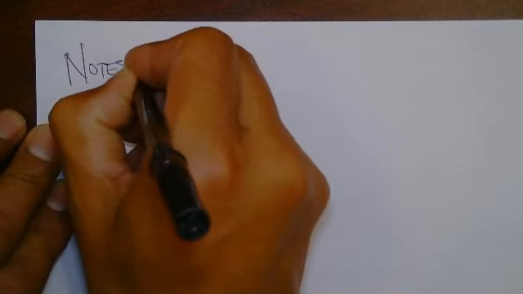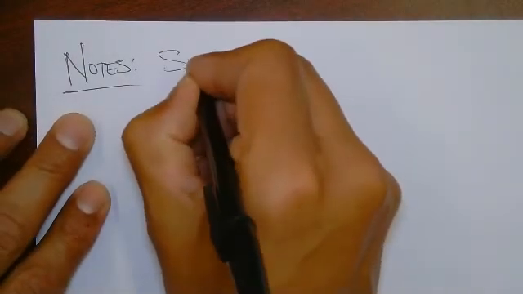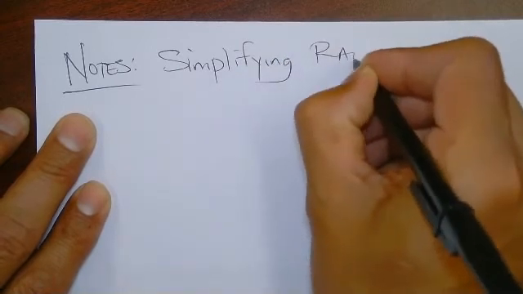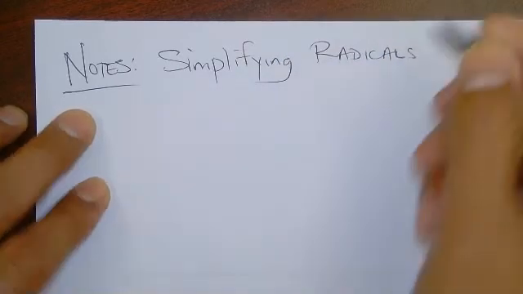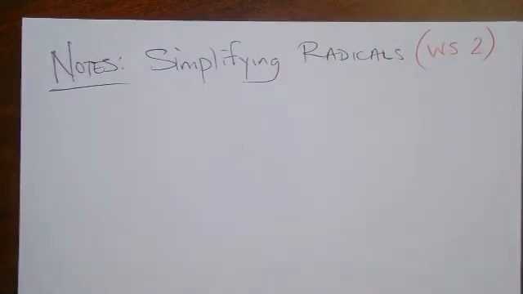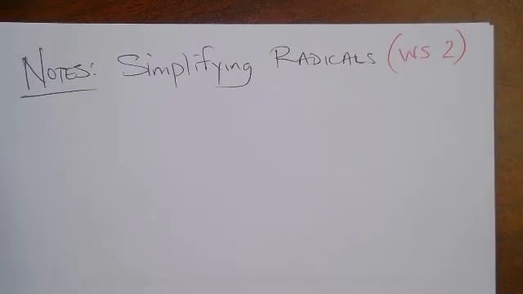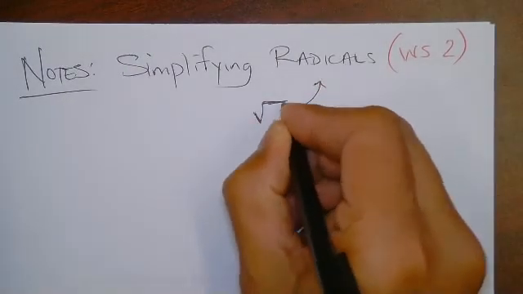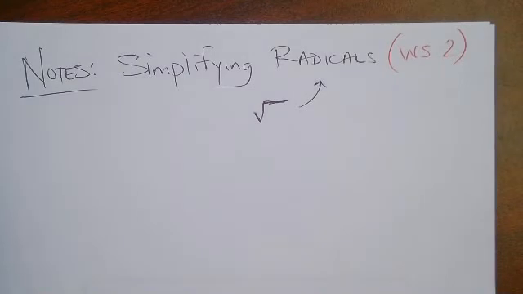Okay, here are the notes on simplifying radicals. And this is worksheet 2. Okay, and what did we see on worksheet 1? Well, we saw some of them that were perfect square root numbers, right? The radical is that little symbol like this. But we're going to look at just the simple square roots, right? Like that.